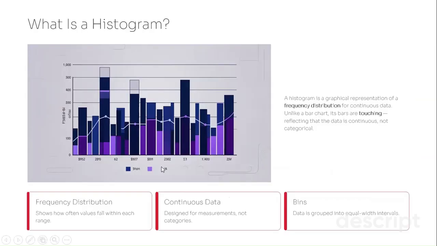A histogram represents continuous data, unlike bar charts. The key visual feature is that bars touch each other. Each bar shows frequency within a range, which is also known as class interval or bins. Histograms are used for metric, continuous data, and not categories.